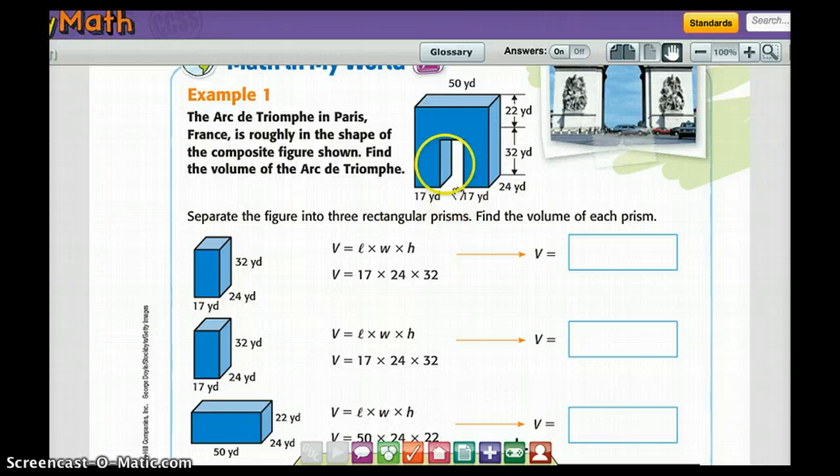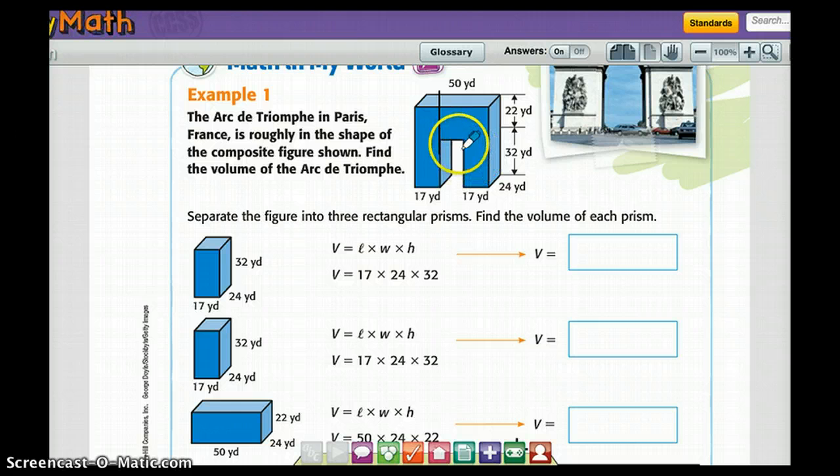So you have to find the volume of this shape, but you can't just find it so easily as we've been finding regular 3D shapes. With a composite figure, you kind of have to break it apart. So we have to separate it into 3 rectangular prisms so that we can find the volume of each and add them up. So I would separate a rectangle here.